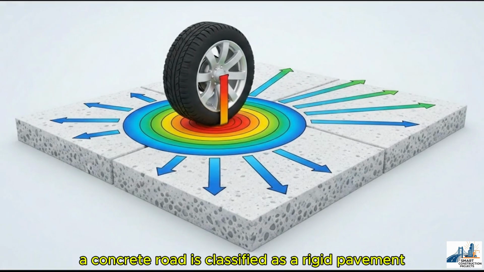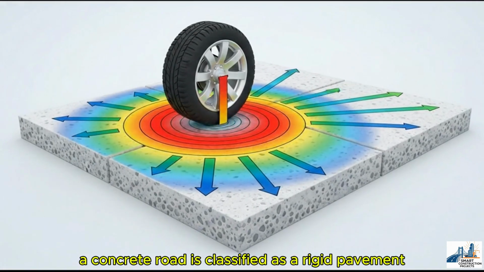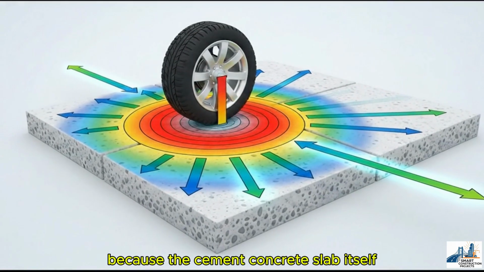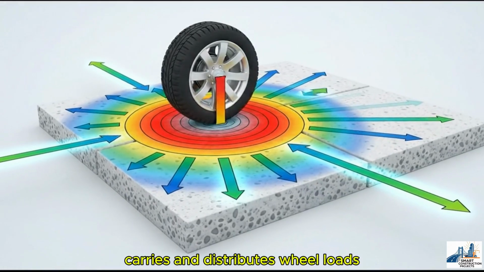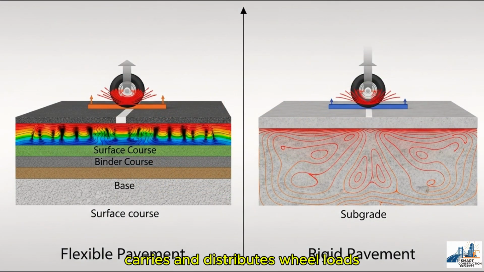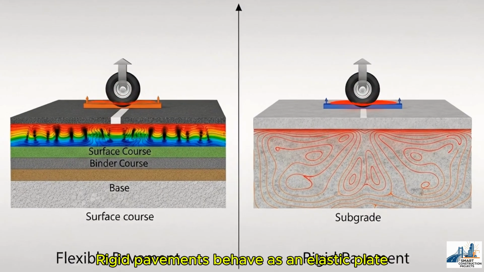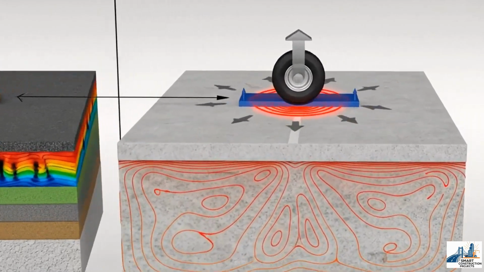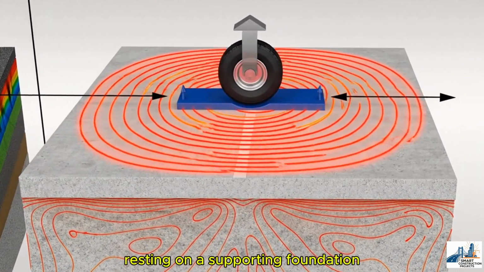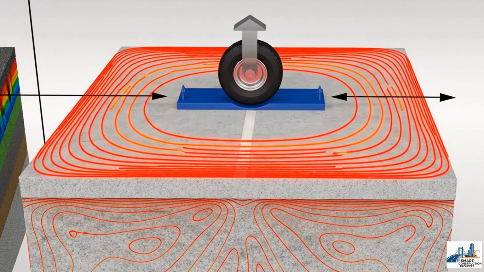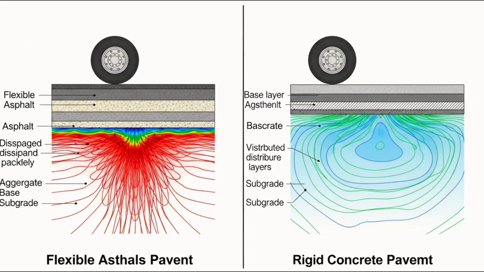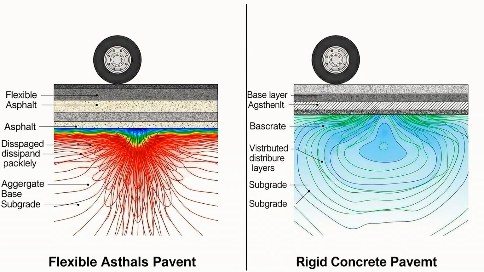A concrete road is classified as a rigid pavement because the cement concrete slab itself carries and distributes wheel loads. Unlike flexible pavements, where stresses move progressively through layered granular materials, rigid pavements behave as an elastic plate resting on a supporting foundation. This fundamental difference in behavior completely changes how loads are transferred to the ground.